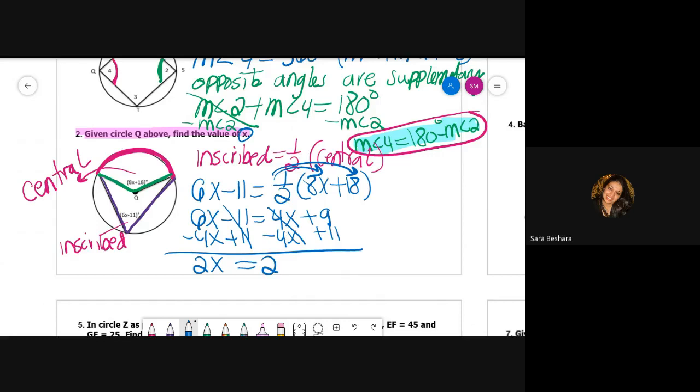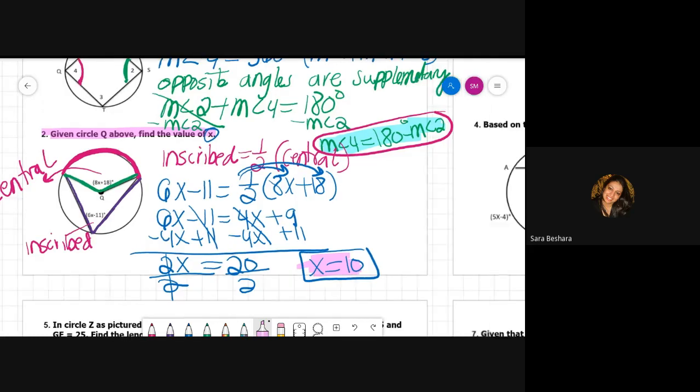9 plus 11 is 20. Divide by 2. X is equal to 10. Did the question ask for anything different? So please remember, when you are solving here, the inscribed angle is not equal to the central angle. It's half of the central angle. Again, it's half of the central angle, not equal to the actual central angle.